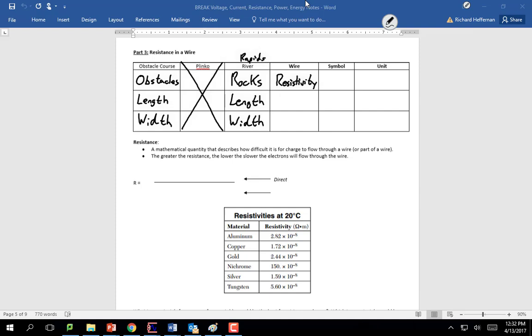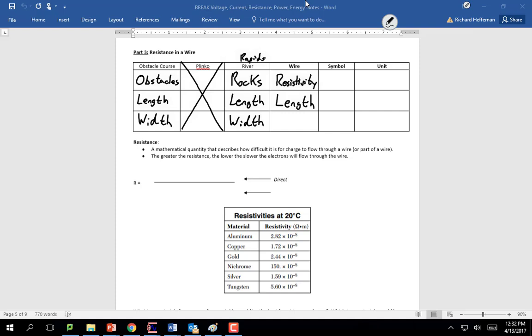So the next one, similar to length, and length is, you guessed it, the length of your wire. A longer wire would be more difficult for the electrons to travel through, the same way that a longer obstacle course would be more difficult for people to travel through.